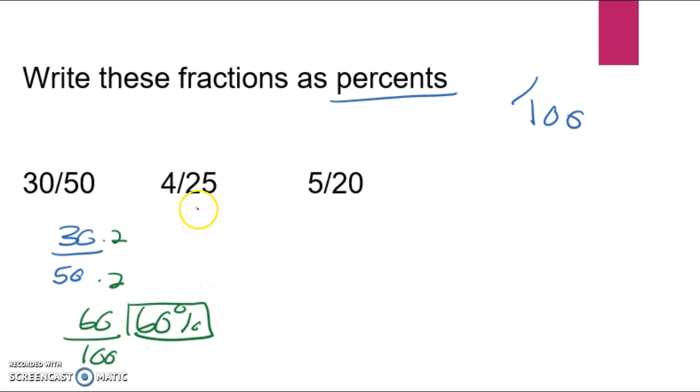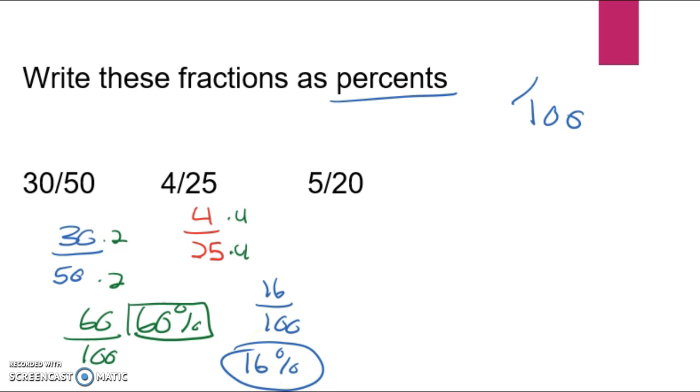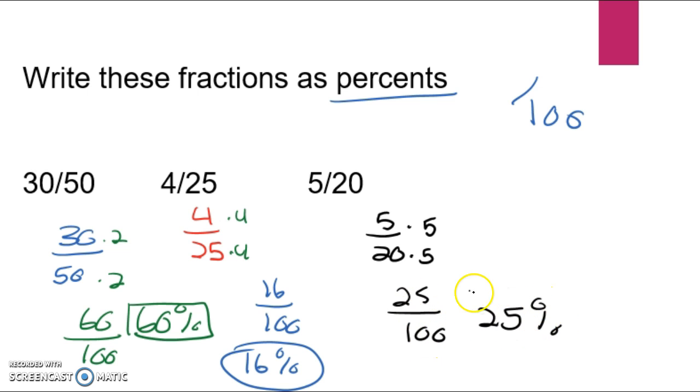Now for this next one, I have 4 out of 25. To make 25 100, I need to multiply by 4. So my final answer here would be 16 out of 100, but I need to write it as percent, so I have 16%. And then there's 5 out of 20. To make 20 one hundred, I need to multiply by 5, so we're going to have 25 out of 100. Same thing as 25%. So the key here is just remember the percents are out of 100, so if the bottom is not 100, you need to make it 100 by multiplying or dividing. Make sure this is all down in your notebooks, and then move on once you have it all copied.